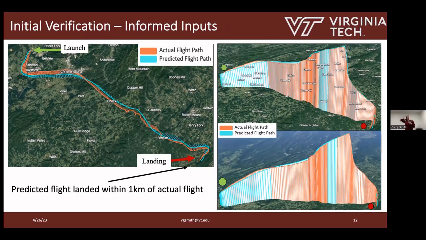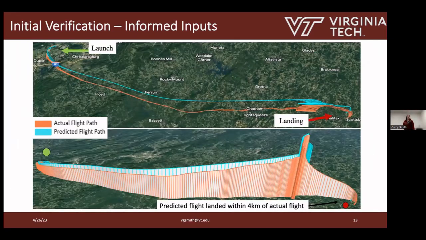So in this case, this is the November flight. You can see launch in the upper left-hand corner was from Kentland Farms, and the landing in the bottom right. You can see in these 3 pictures, the actual flight path is the coral colored, and the aqua is the predicted flight path. For this flight, the predicted flight path with these informed inputs landed within about 1 kilometer of the actual flight landing location, which is pretty good.